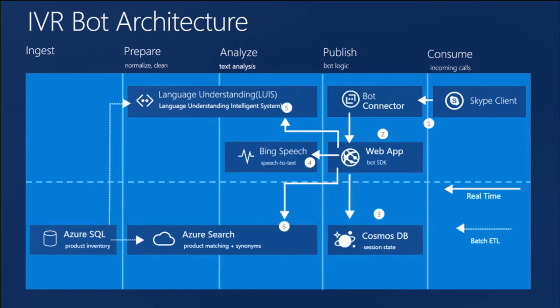Are they trying to view the status of their order? Or are they actually just inquiring about a product? And what is that product? Is it a jersey? Is it a long sleeve jersey, short sleeve jersey? So all of these entities, etc., are extracted using LUIS.